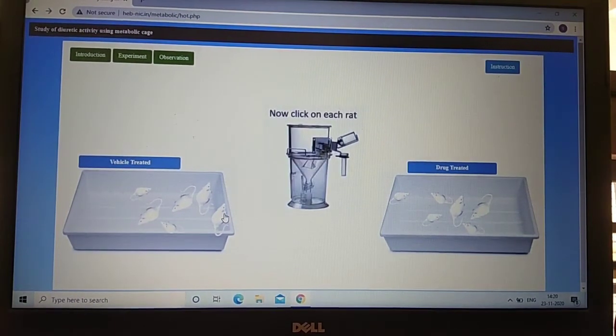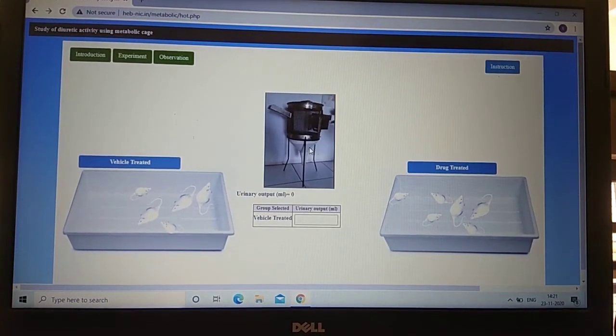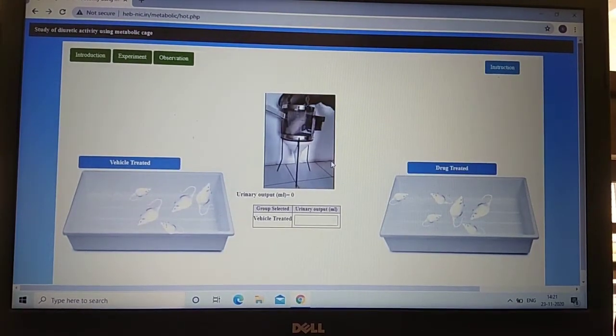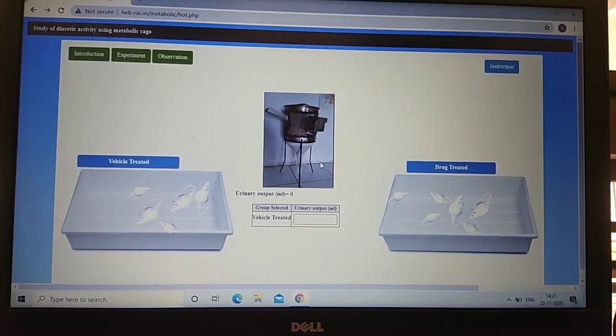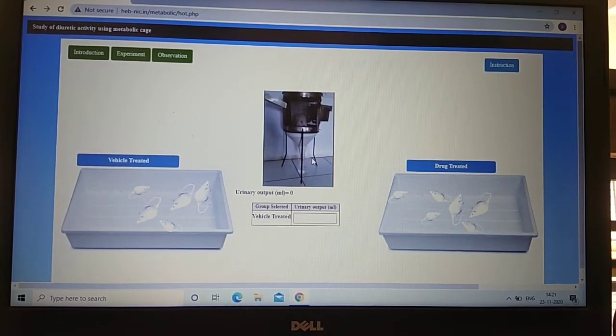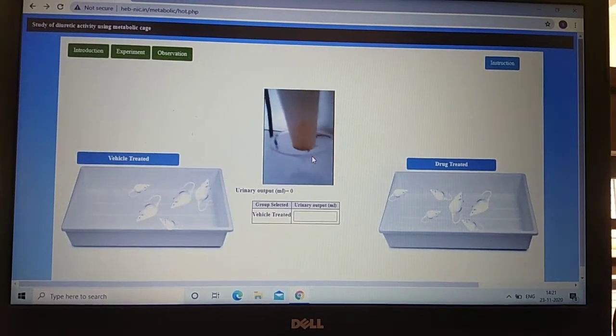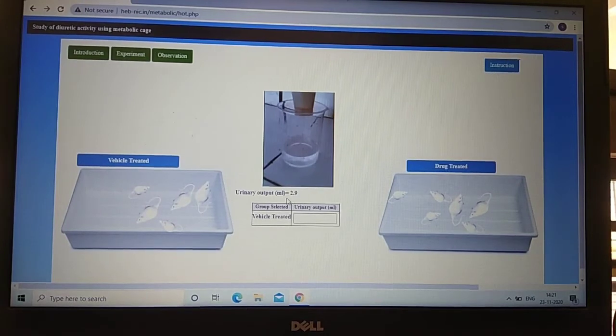Now, I am taking one vehicle treated animal and keeping that particular vehicle treated animal in this particular metabolic cage, and below that, with the funnel, we kept one measuring cylinder. And after 5 hours, we are finding out how much the urine output is. We can see 2.9 ml for this vehicle treated animal.